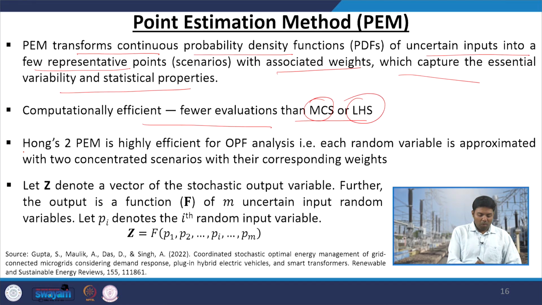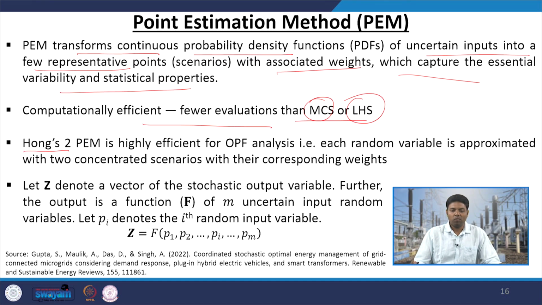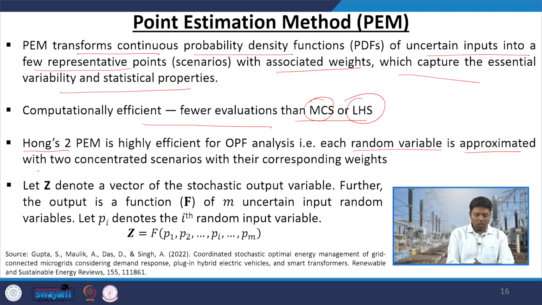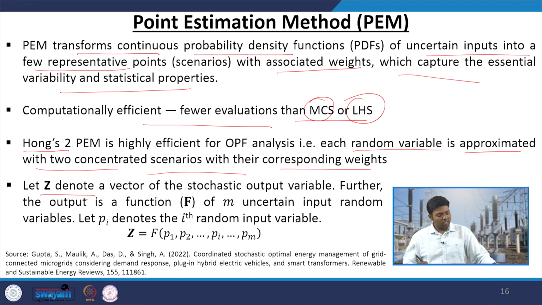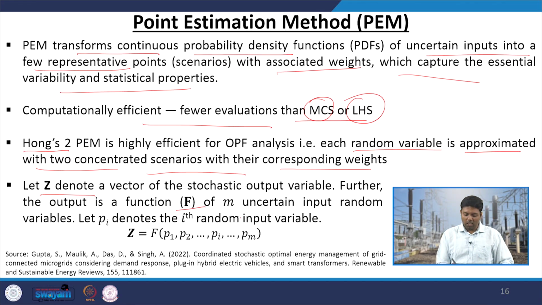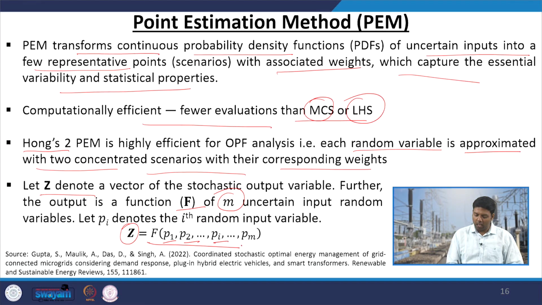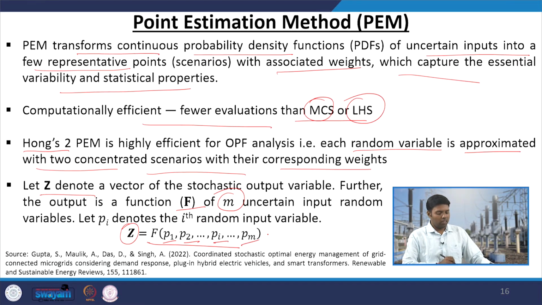It is normally proposed by Hong, and it is the 2-point estimation method which is very popular for scenario generation and OPF analysis, where each random variable is approximated with 2 concentrated scenarios only, and their corresponding weights. Let you have a vector z and a function f, where you have m uncertain inputs. So, the z vector is represented by a function f of p1, p2, pi and pm, which are all your random events, and you have a total of m random events.